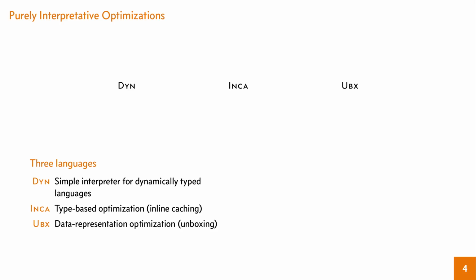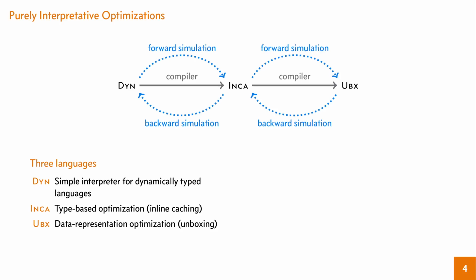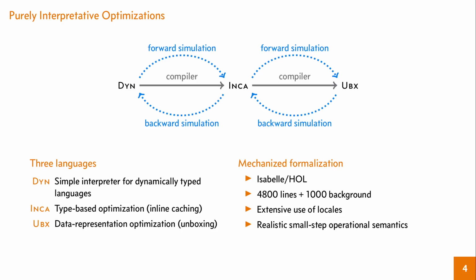For each language, we define a realistic small-step operational semantics, a simple optimizing compiler, and a bisimulation relation that ensures that executing a compiled program exhibits the same behavior as executing the original program. We mechanized our formalization in Isabelle/HOL and ended up with a total of around 5,800 lines. We made extensive use of Isabelle's locales to abstract over implementation details not relevant for the optimizations.